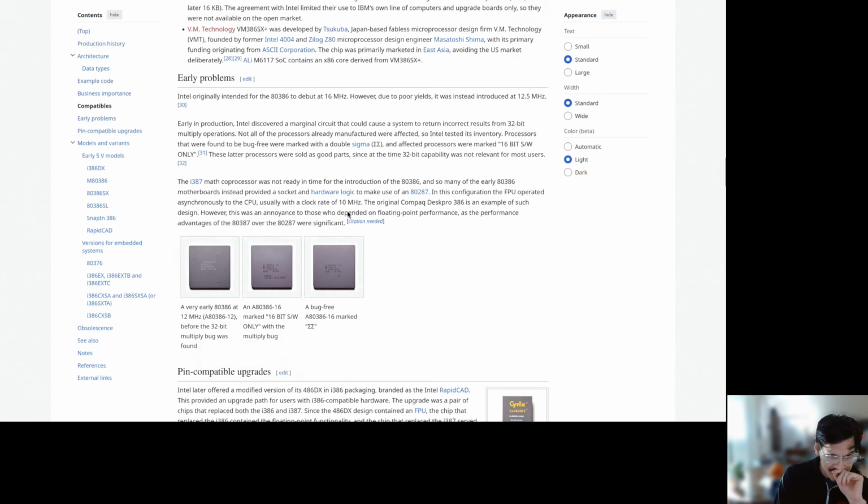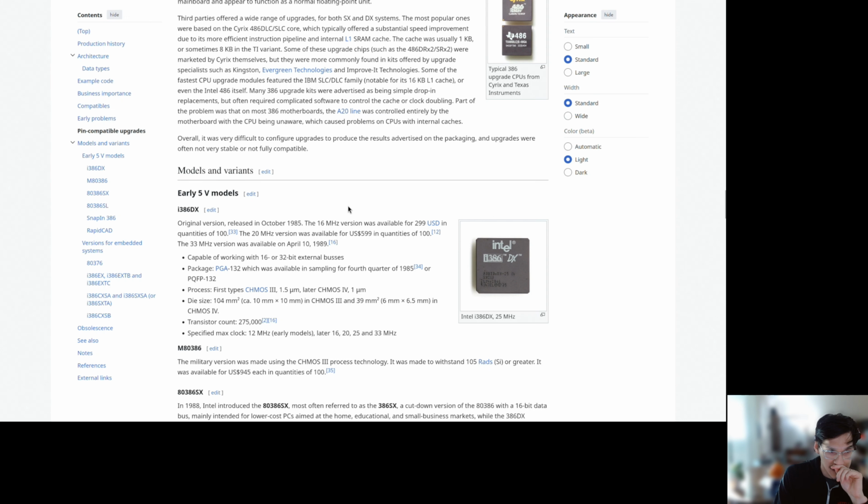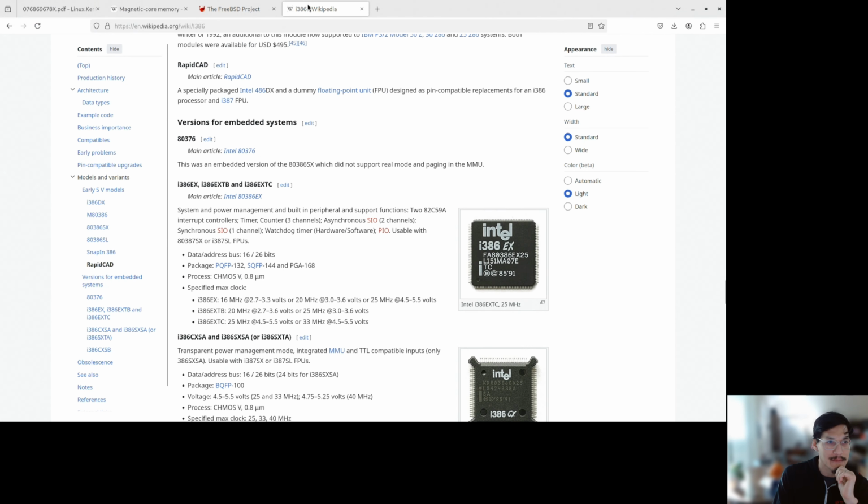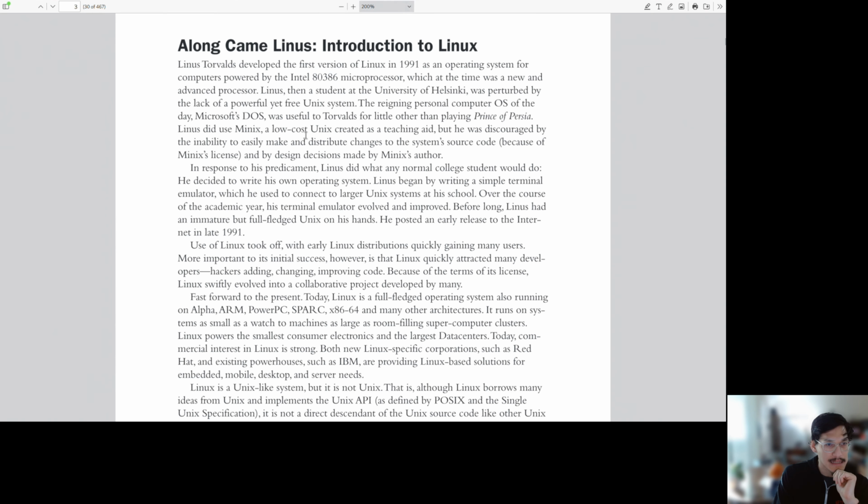And pretty much it was your typical computer chip for any IBM compatible desktop back in the day. So people ran MS DOS and all that stuff back then on these chips, but this guy wanted to create something else for it. Which at the time was a new and advanced processor. I don't think so, but anyway, Linus, then a student at the University of Helsinki, was perturbed by the lack of a powerful yet free Unix system.